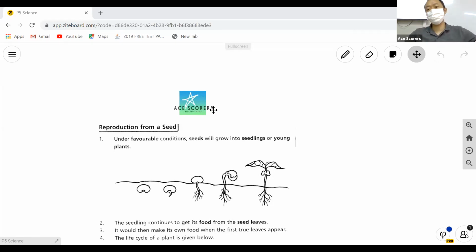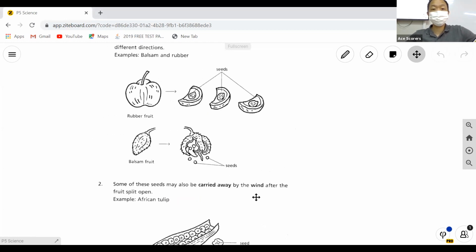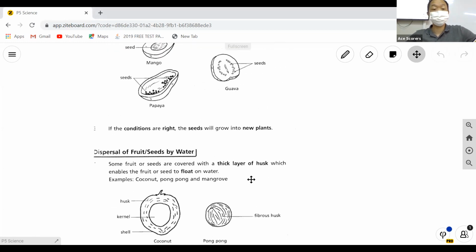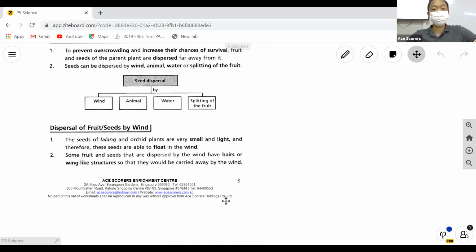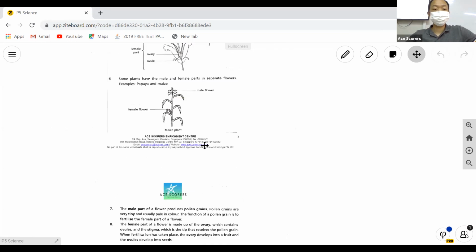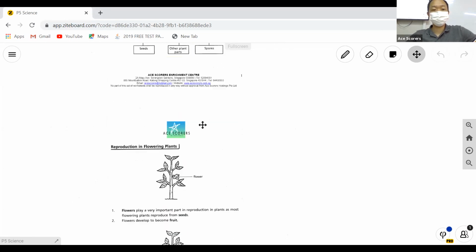Testing. Okay, so let me do a recap of what we did last week. Last week was actually Chinese New Year week, right? So we didn't do anything. So we talk about before last week. Before last week, we already started the reproduction in plants.